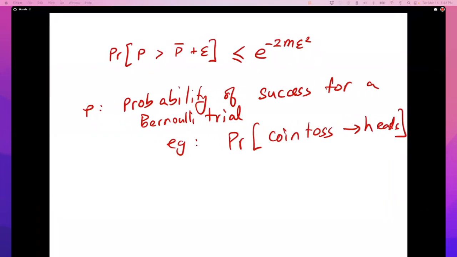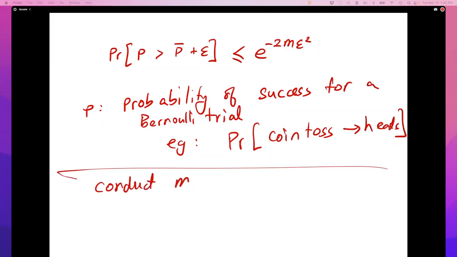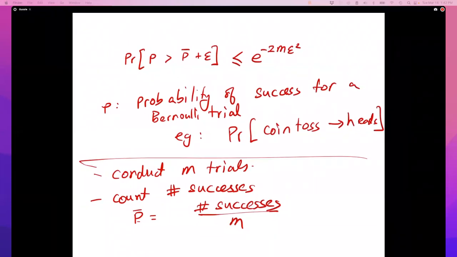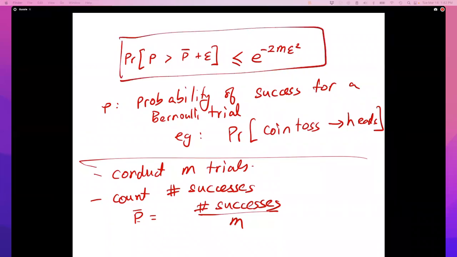Now, in order to estimate P, the process is to conduct M trials, count the number of successes, and define P bar as the number of successes divided by M. So that's what we have. Under this setting, this expression holds true.